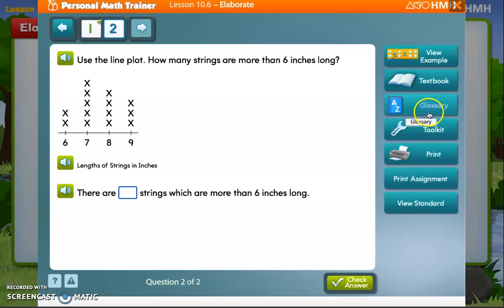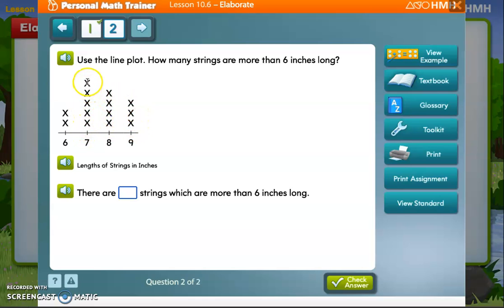If you remember from line plots, you actually have to count all of the x's because each x is representative of one piece of string. So we're going to see which ones are more than 6 inches. We're not going to count the ones that are 6 inches because we're looking for ones that are more than 6 inches. But 7 inches, 8 inches, and 9 inches are all longer than 6 inches. So we're going to count every x that is on the 7, 8, and 9.